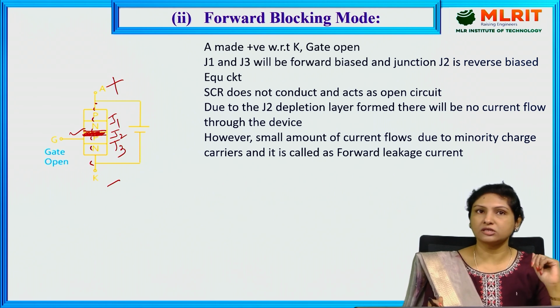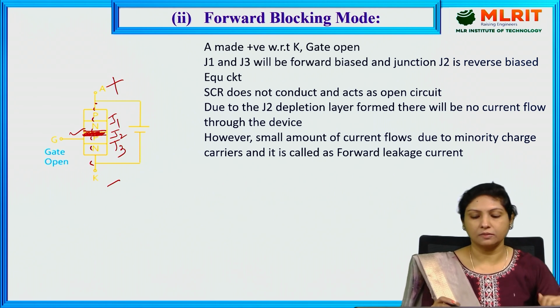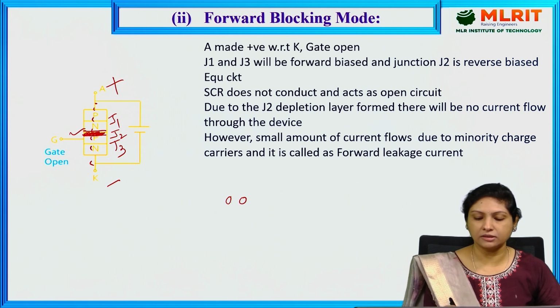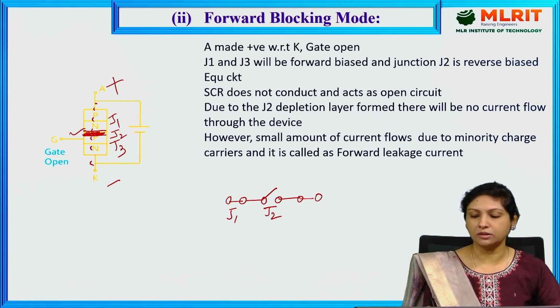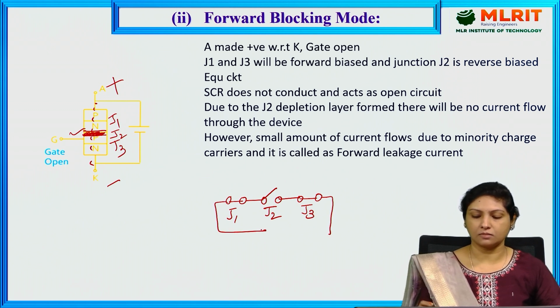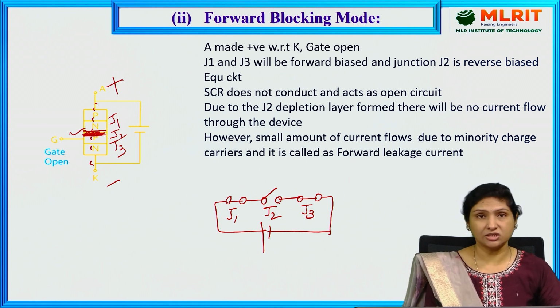We can also explain this using an equivalent circuit. That is, junction J1 is short circuited. Junction J2 is open circuited. This is the depletion layer. And then we have junction J3, which is short circuited. Anode is made positive with respect to cathode. And since J2 is open circuited, it does not allow any current flow through it. That is the reason the device is said to be in the off state or ready to conduct state.